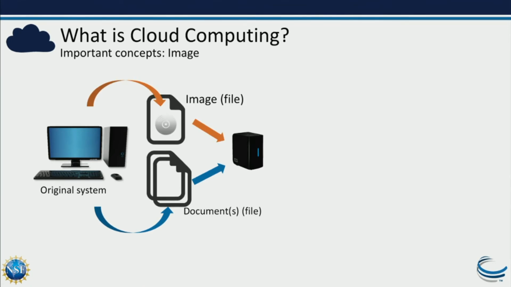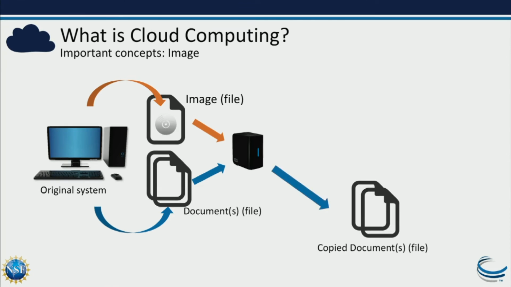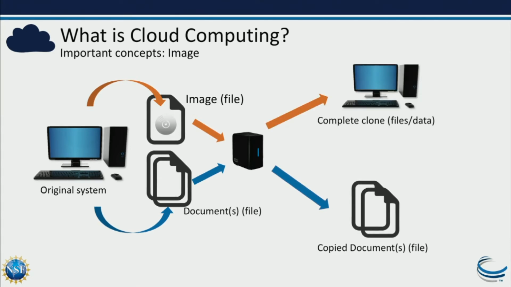So an image is a complete backup of everything on the original computer, including the operating system, every setting or every parameter that you've set up in that operating system, as well as data. Anything that you have, that complete image is essentially a clone of that machine, a complete backup. So on the new computer, those copied documents and files that come off of the hard drive are still just documents and files. But an image file is basically like reinstalling, almost like moving the entire hard drive from the old computer onto a new computer.